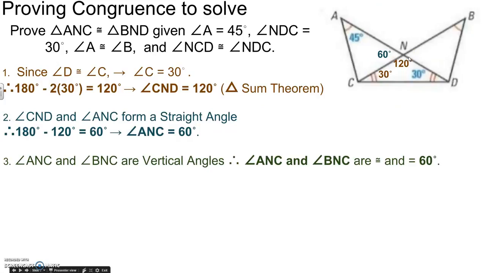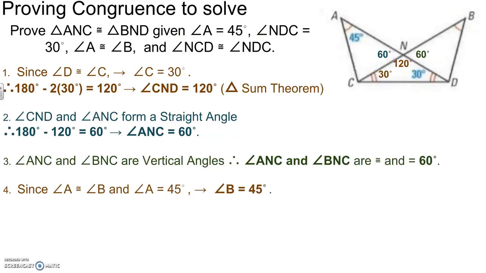Angle ANC and angle BND are vertical angles, right? Put your arms up and form an X, and that's the idea of the vertical angle. Therefore, ANC is going to be congruent to BND, and they're both 60 degrees. See how we're filling in the diagram as we go. Since angle A is congruent to angle B, and we already know that angle A is 45 degrees, then angle B is also 45 degrees.